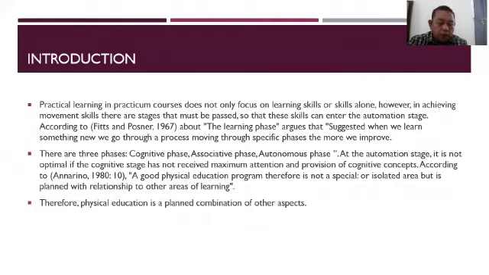According to Fitts and Posner, 1967, about the learning pace, when we learn something new, we go through a process of moving through specific phases, and the more we improve. There are three phases: cognitive phase, associative phase, autonomous phase. At the automation state, the autonomous state.